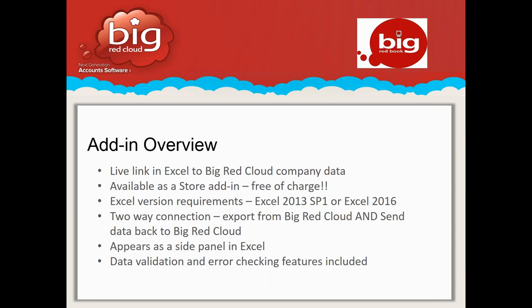It's important to realize it is a two-way connection. It's bringing data from Bigger Cloud into Excel, and it is also going to send information from Excel back to Bigger Cloud. It appears as a side panel in Excel, which is where all of the add-ins appear, and there are a number of other add-ins in the marketplace as well, and we'll see it in a demo in a minute. And there are a number of data and error checking features included to make sure we keep you safe in terms of the data you send back, to make sure it's as accurate as possible.